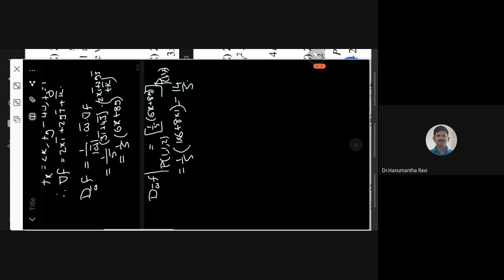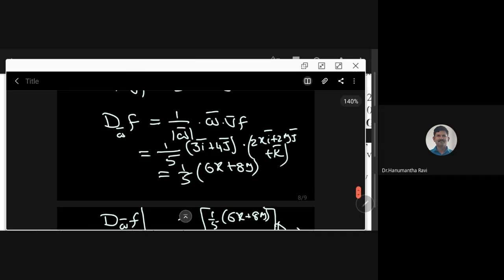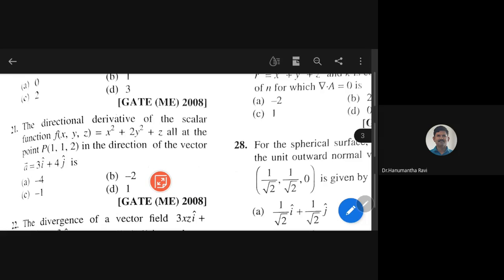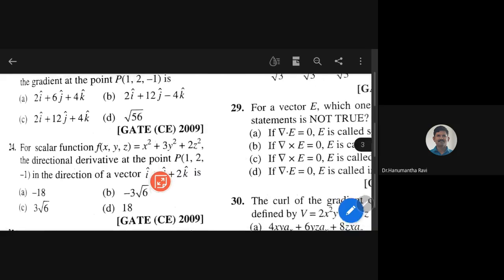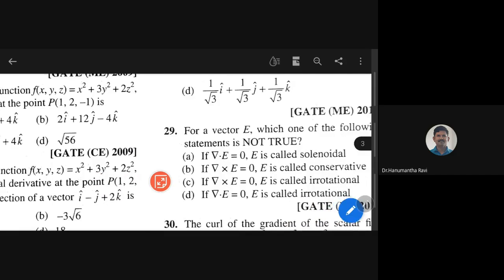Then we go to some more representative problems which we have not done. That part only I will cover.